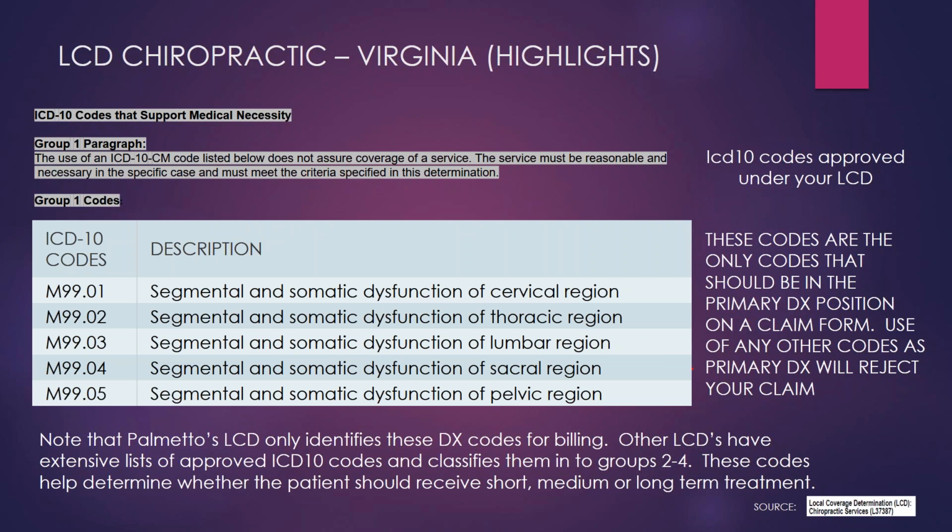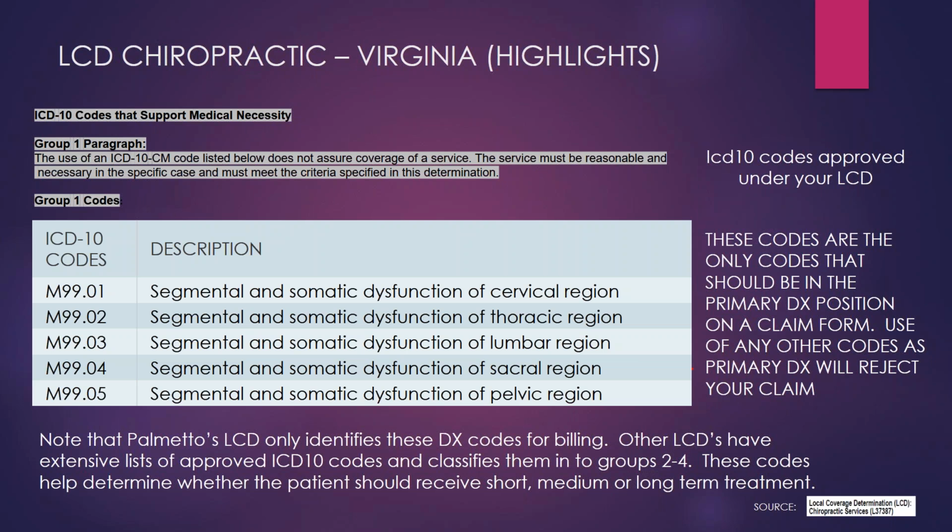And these are the only diagnosis codes that are listed. Now, it doesn't mean that they're the only diagnosis codes that you can use, but they are the only diagnosis codes that you can use as the primary diagnosis. In position 1 of box 21 of your claim forms, if you have any diagnosis code other than one of these 5 diagnosis codes, your claims will be denied by Medicare as not medically necessary.